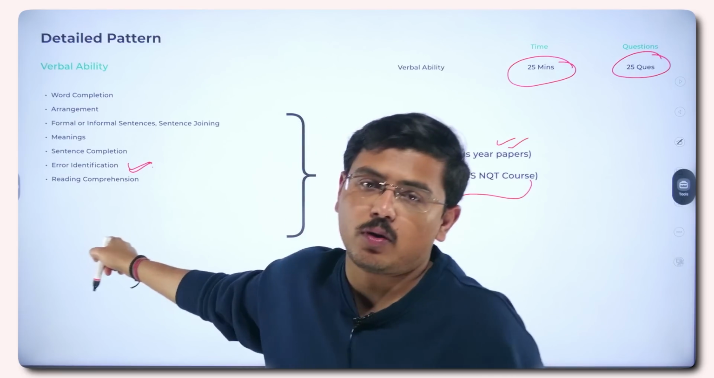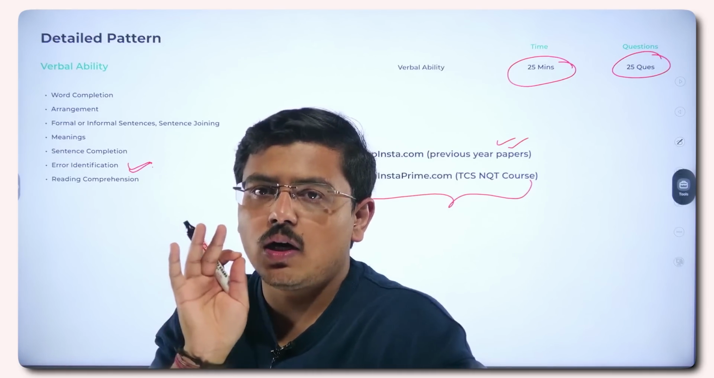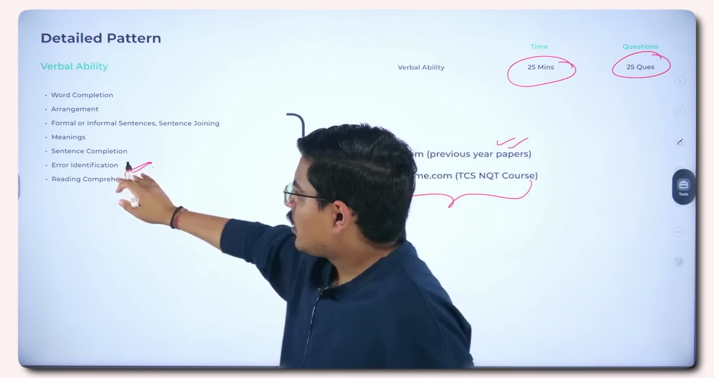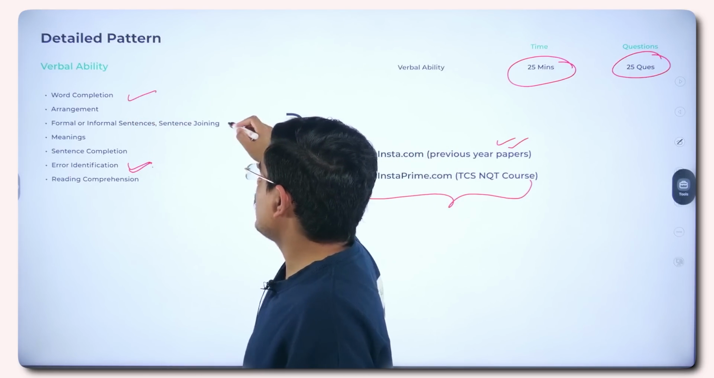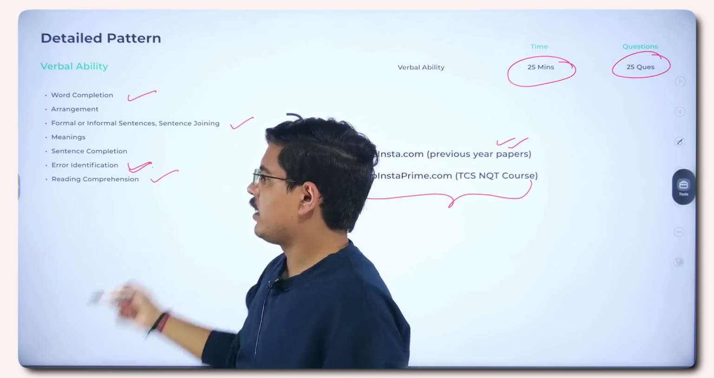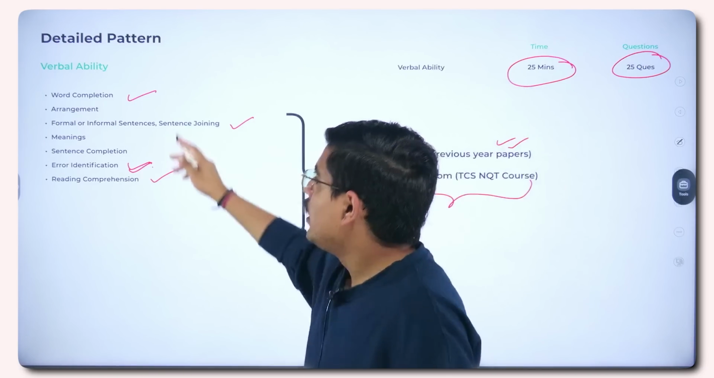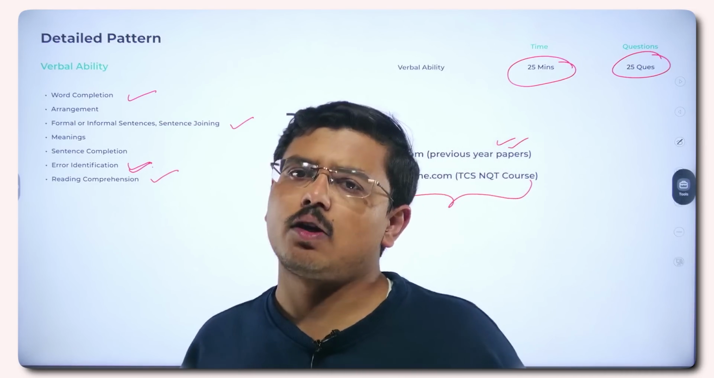This is a super important topic. This topic can altogether change a lot of things for you, and it usually has more questions: word completions, formal and informal sentences, sentence joinings, and reading comprehension. So these are high value topics. Do not miss out on them. Also, if you cover these, you'll automatically cover a lot of other topics as well.